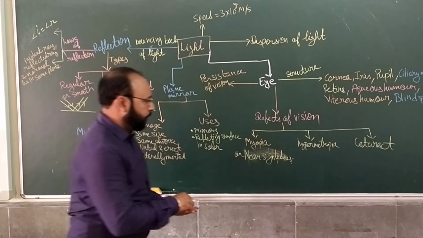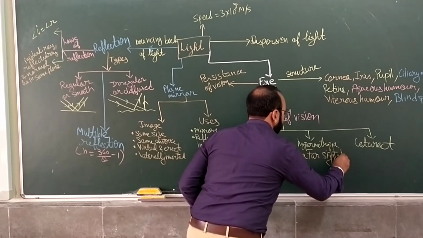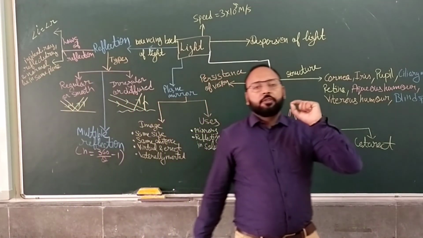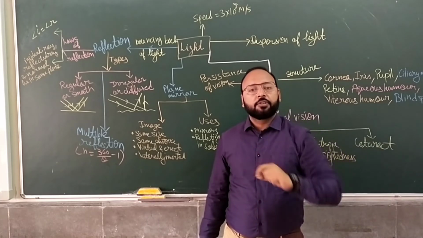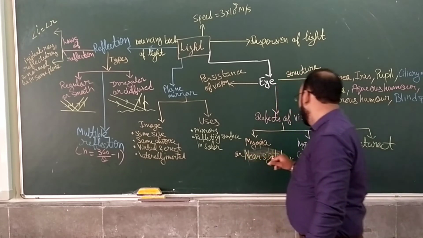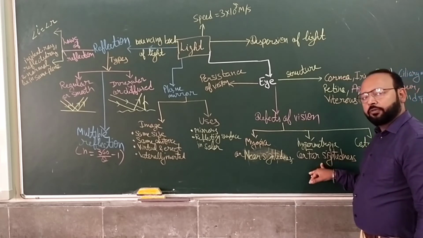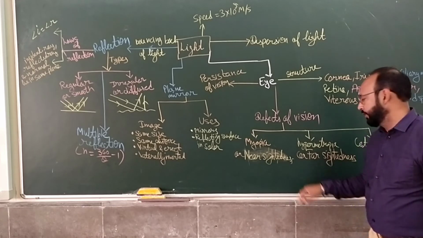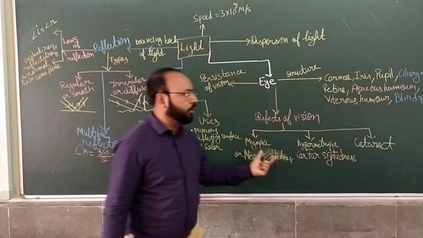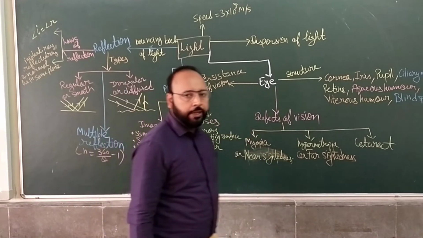Hypermetropia को हम farsightedness भी बोलते हैं. Farsightedness, right? So, when the person is affected by myopia, the person will not be able to see nearby objects, but will be able to see far objects. And in hypermetropia, the person can see far objects, but will not be able to see nearby objects. And cataract occurs in people in old age, when the eye lens becomes foggy. So the image will not be clear when the eye lens becomes foggy. Then cataract occurs.